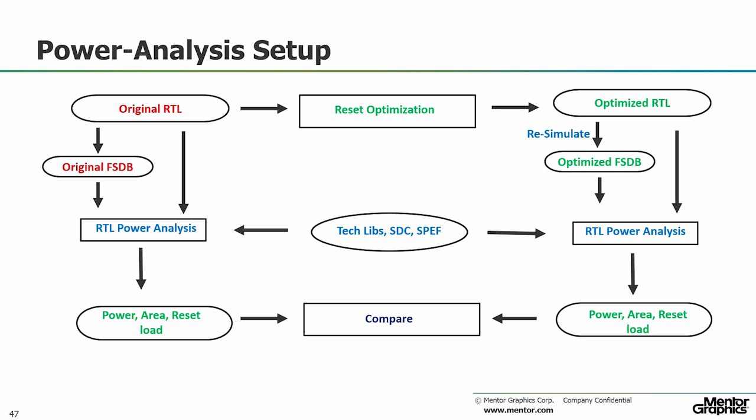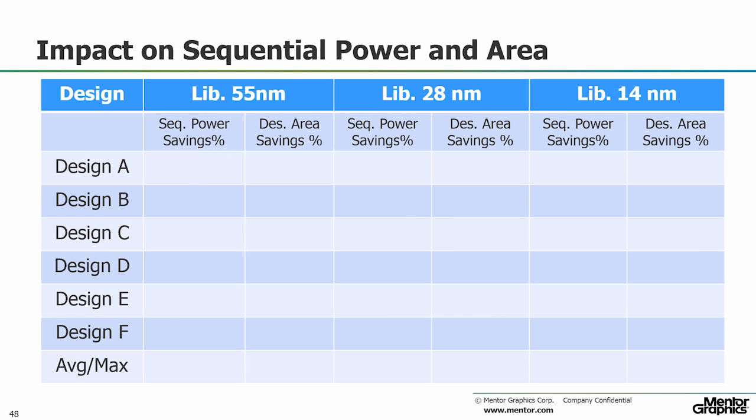This table captures the results pertaining to power and area savings. To do a very thorough evaluation of the savings, this experiment has been performed with technology libraries from 3 different ASIC process nodes: 55 nanometer, 28 nanometer, and 14 nanometer. Thus, for each of the 6 designs, sequential power savings and design area savings are there for each of these libraries. These are the results with the 55 nanometer library.